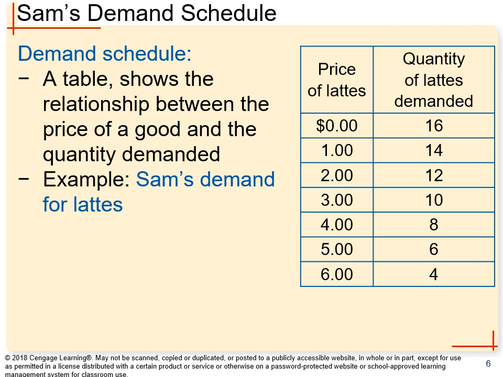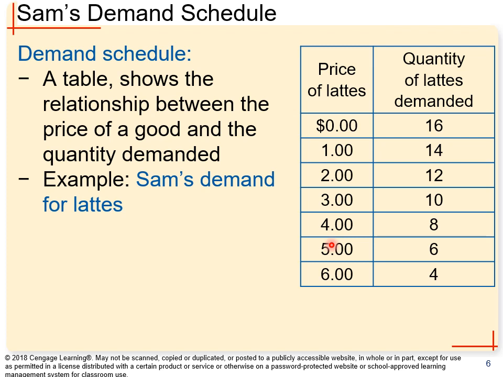So what is it that we have here? We have the different combinations of prices and quantities of lattes demanded. Here we can observe that at a price of $0, Sam would demand 16 lattes. At the price of $1, he demands 14 lattes. At $2, he demands 12 lattes. So on and so forth. You see what this shows, right? It shows us the quantities that Sam wants given different price levels that he can pay for lattes.